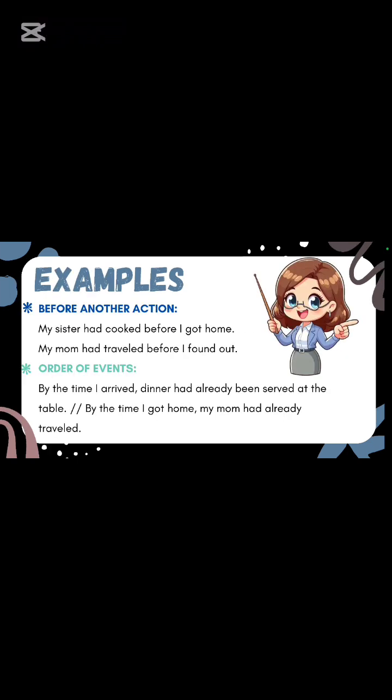Example: before another action. My sister had cooked before I got home. My mom had traveled before I found out. Order of events. By the time I arrived, dinner had already been served at the table. Or, by the time I got home, my mom had already traveled.